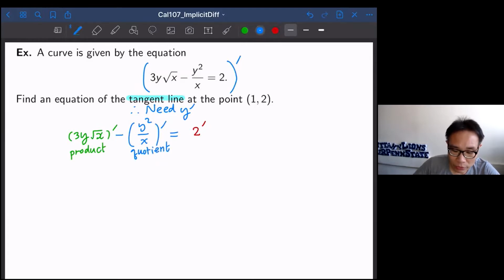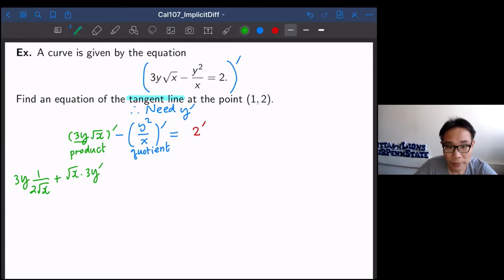So in this case you get the first, 3y, times the derivative of the second, so it's going to be the derivative of root x, which is 1 over 2 root x, plus the second, which is root x, times the derivative of the first, so it's going to be 3y prime. So this is what we have for the product rule.